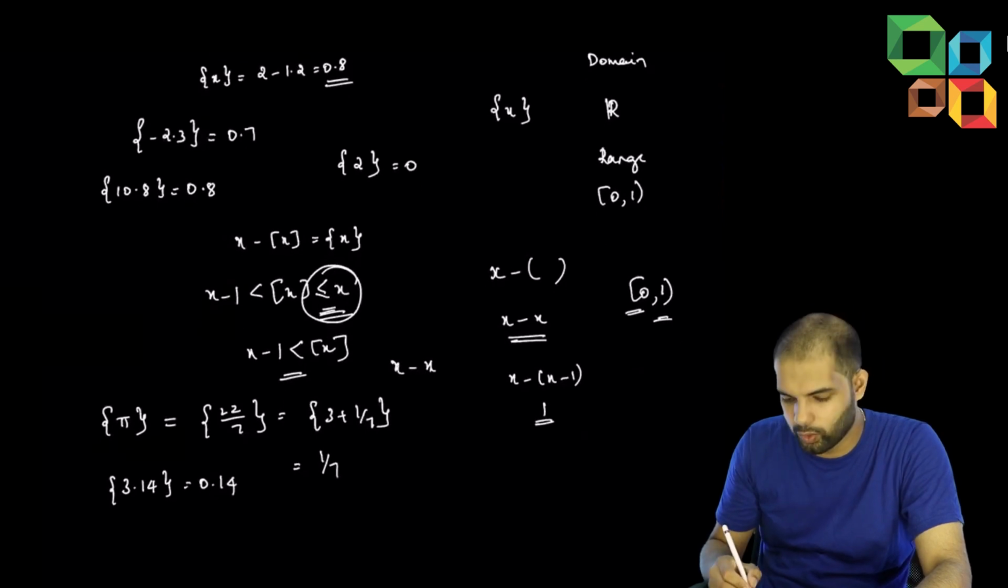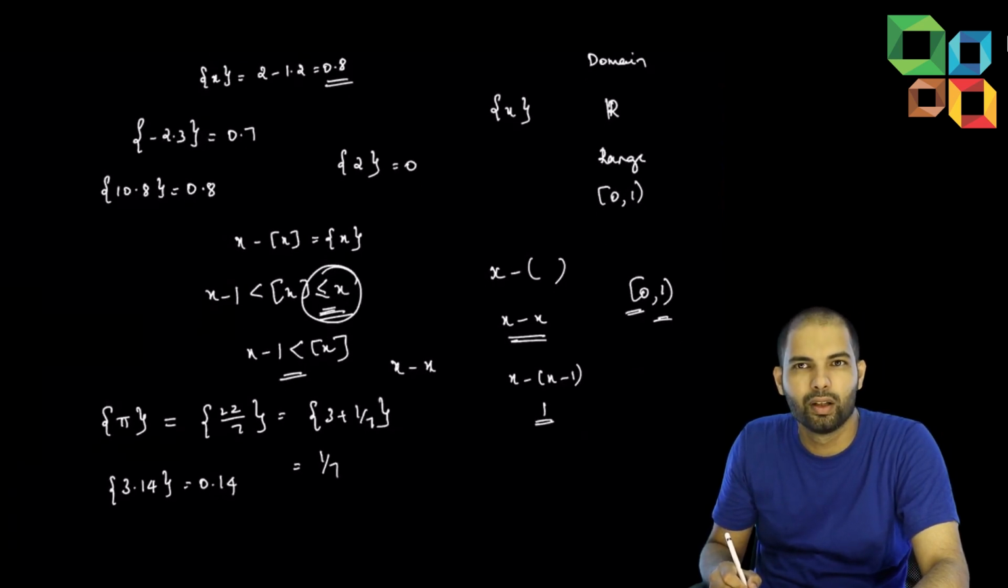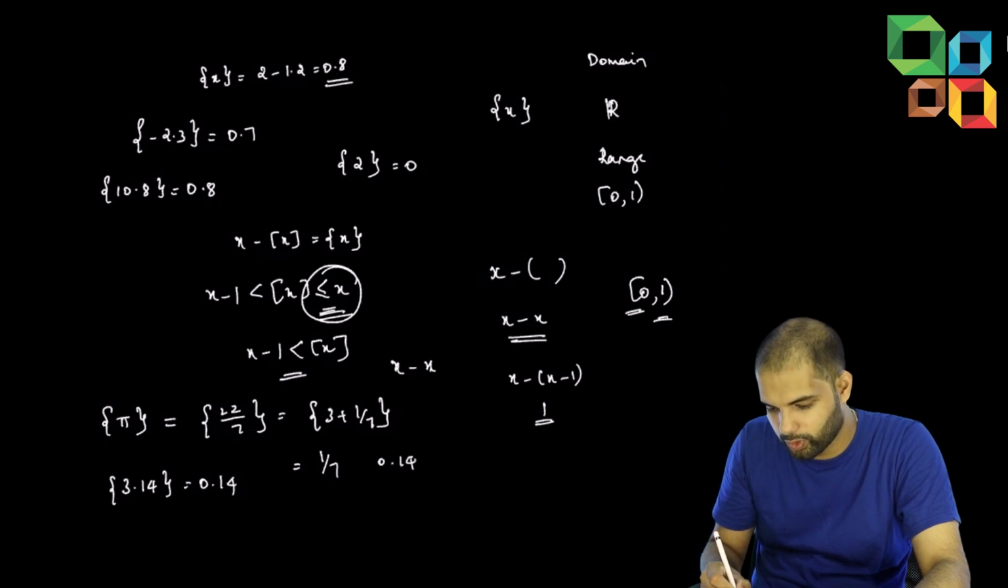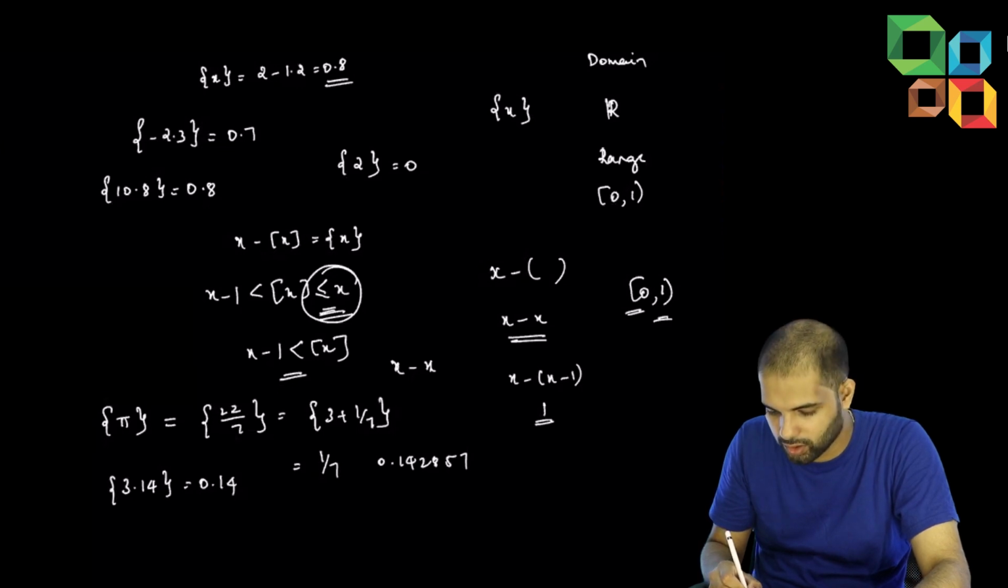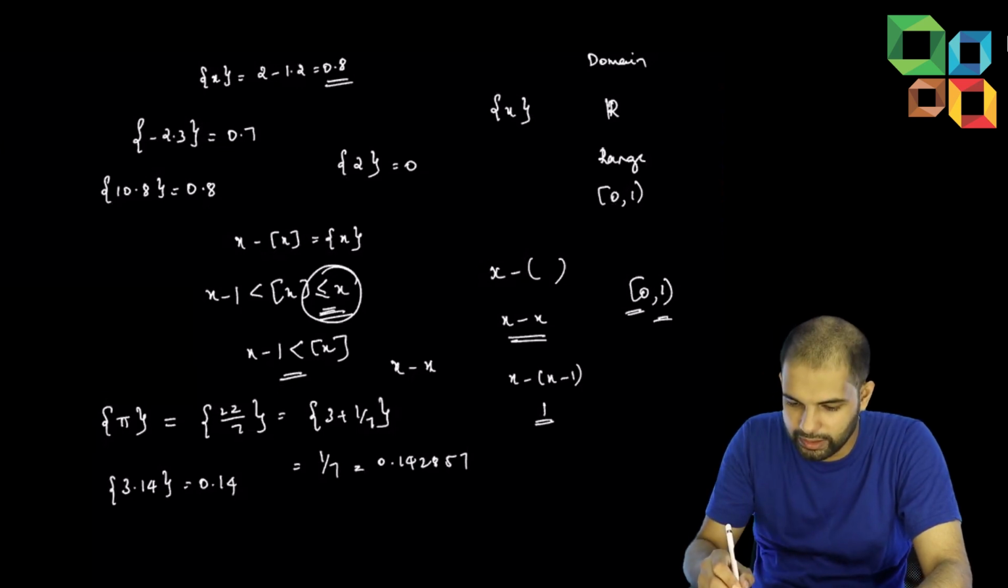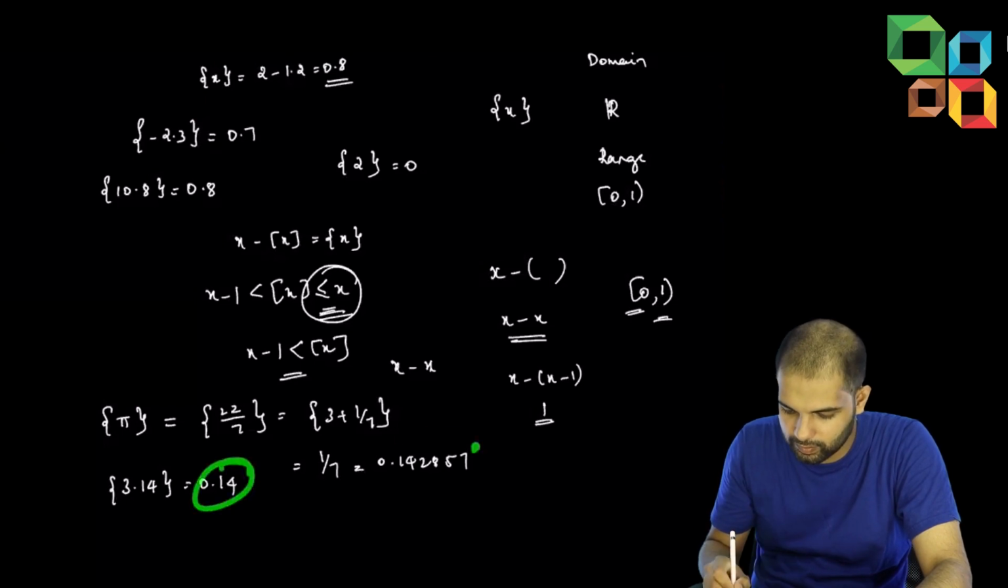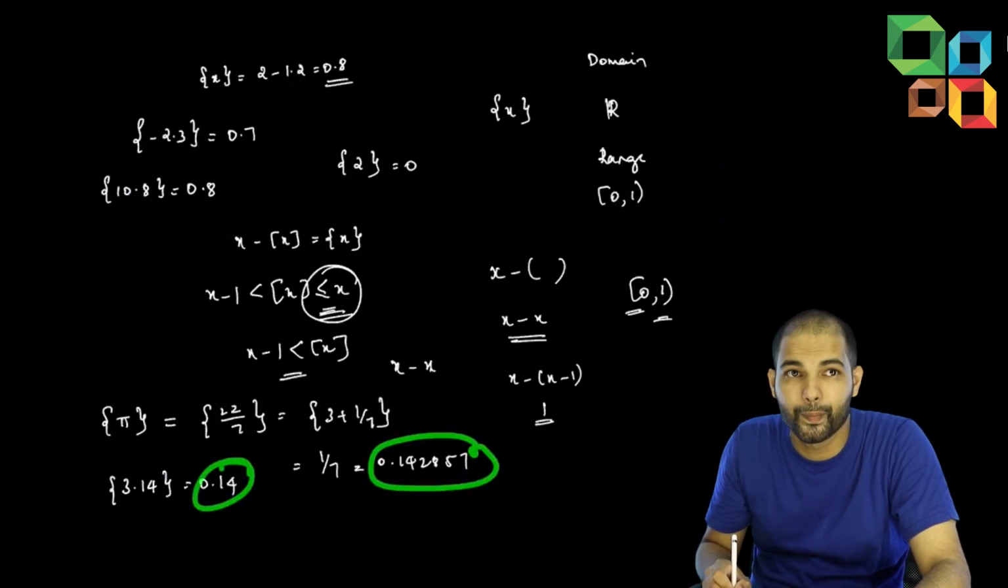Let me just check. What is 1 by 7 equal to? Is it 0.14? It's 0.142857. This is for pi you're talking about, right, Saurav? No, sir, about 1 by 7. So are these two numbers the same? No, they're not the same, right? So which is the correct answer?